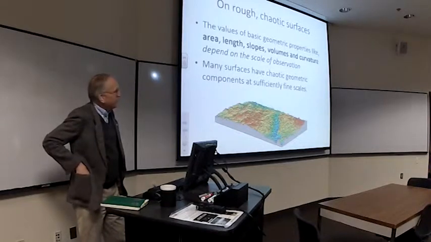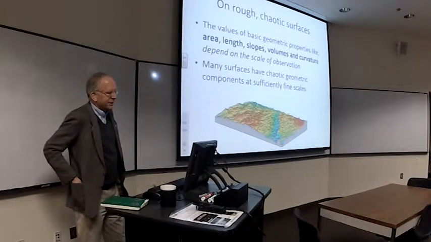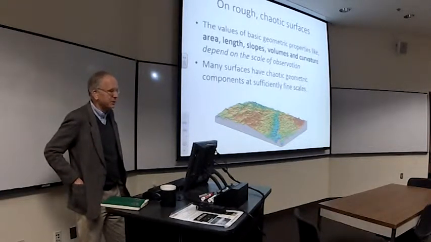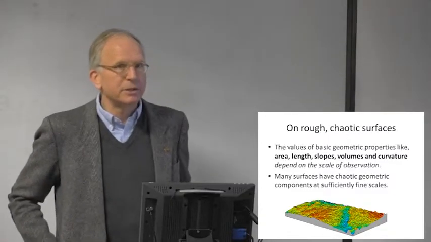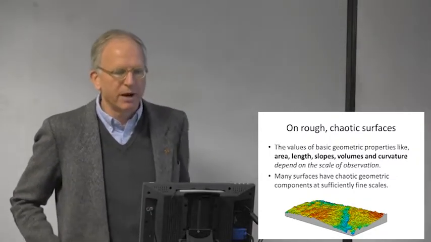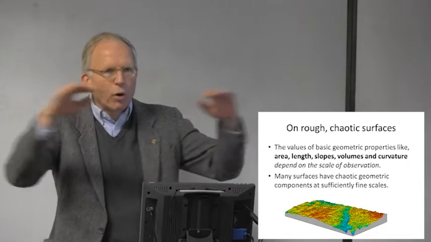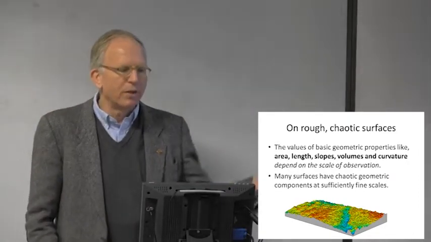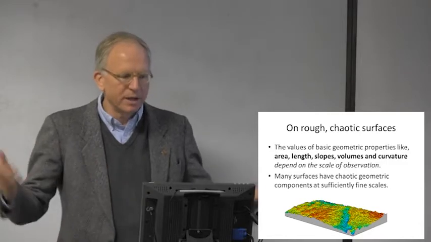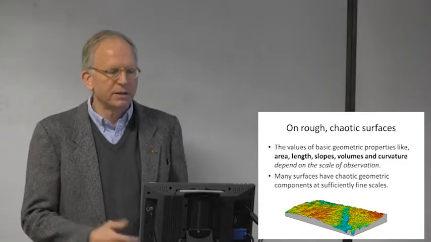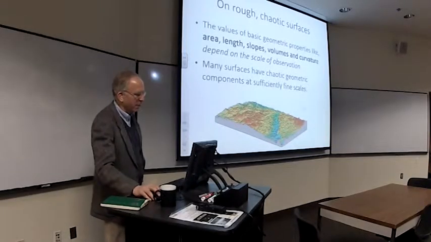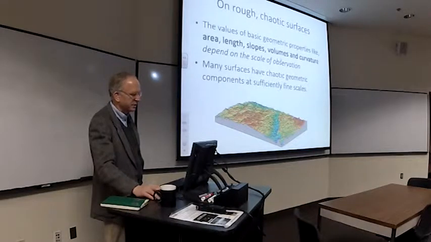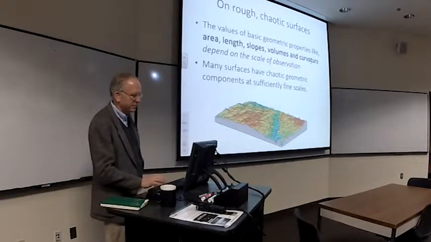All right, so now here's something interesting. On rough or chaotic surfaces, it turns out some of the properties that we like to think are constant, like area, change with the scale of observation. The closer I look, the bigger the surface area. The closer I look, the steeper the slopes are, or the longer the lengths are in profiles. The closer I look, the more volume there is. But while in theory and mathematically, the area and the lengths can increase to infinity, the slopes and the volumes can't. And curvature, that's what we're going to talk about here in a moment. We've done work previously on these things, and today we're going to be looking at curvature.